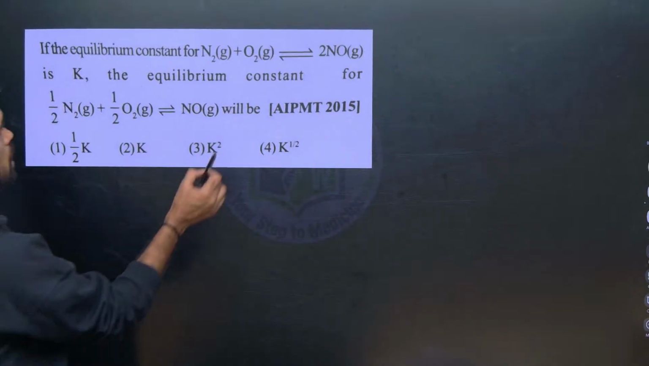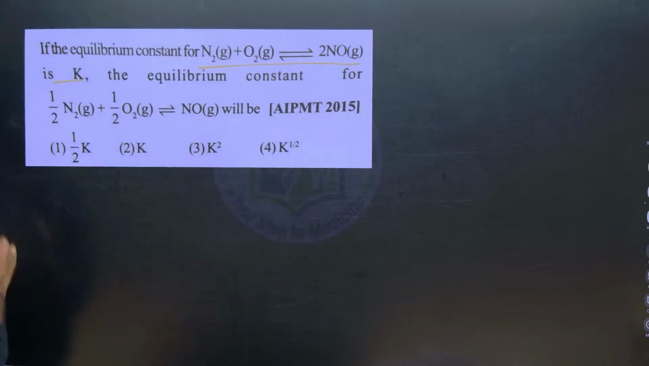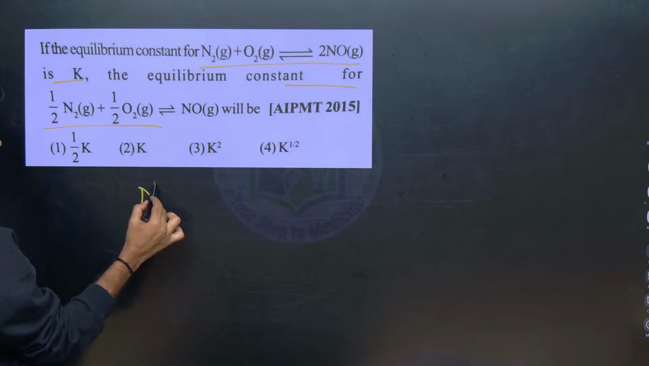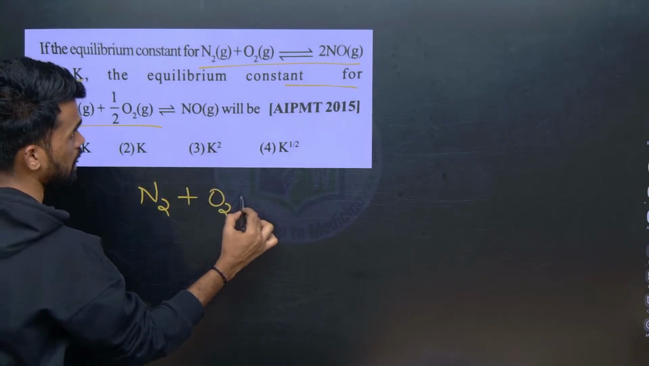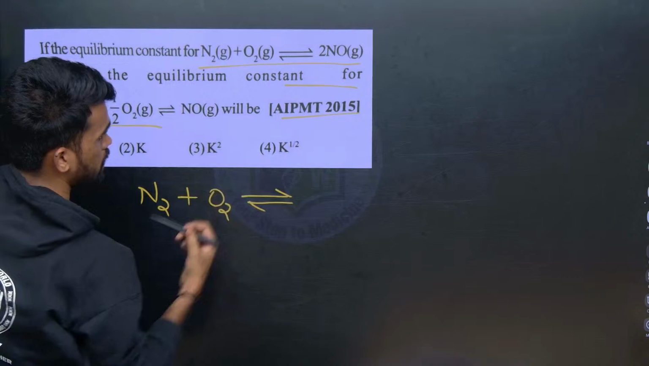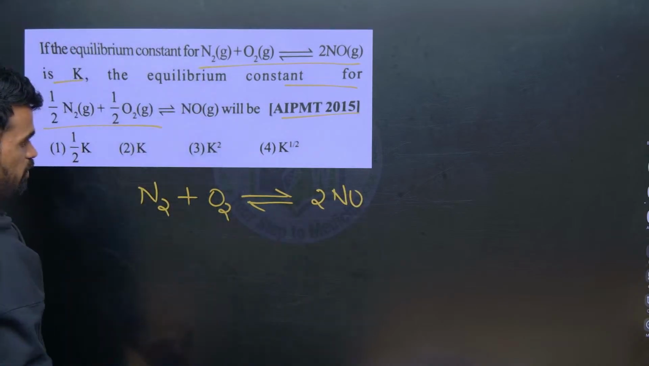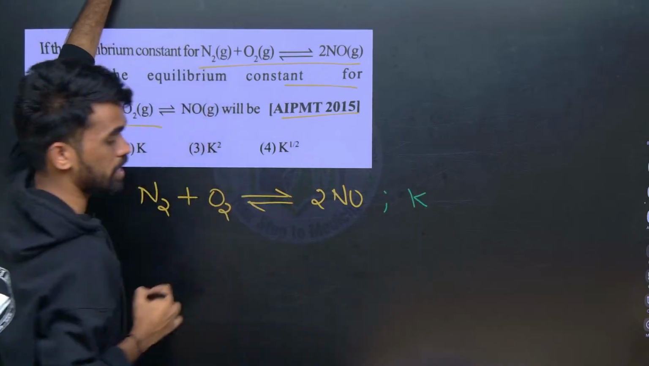If the equilibrium constant for this reaction is K, what is the equilibrium constant for this reaction? First of all, write the equation. This is very important; these are previously asked questions. This is the equation they have given. The equilibrium constant is mentioned as K.